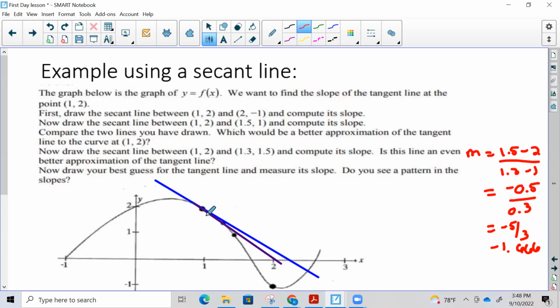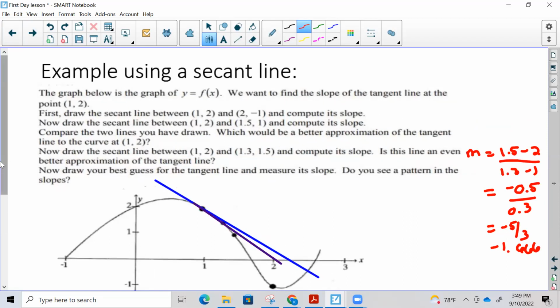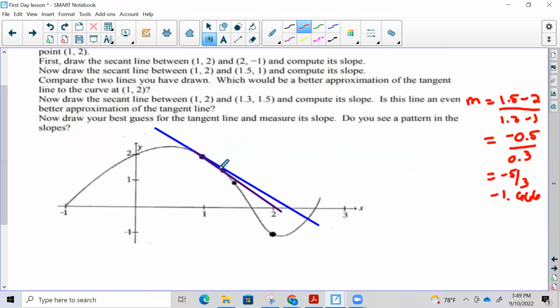And again, if you look at this, this purple line looks much closer than even the green line, and especially the red line. So we can see if we keep moving our second point closer and closer to that point that we're interested in the slope, that point of tangency, we get a better estimate. Okay. And then it says, now draw your best guess for the tangent line and measure its slope.